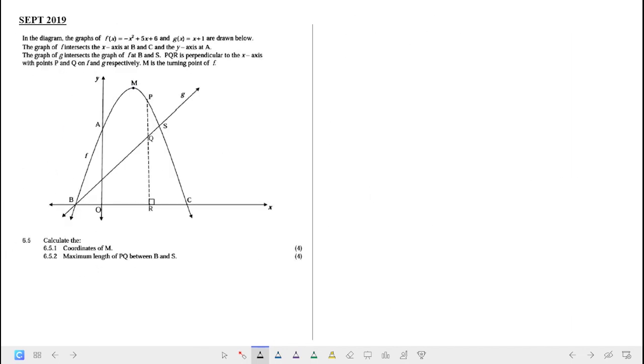Let's go ahead and look into 6.5, which is the last question. Now here they're saying calculate the coordinates of M. Now M, we're told that it is the turning point of what? Of F. Okay. So 6.5, we're going to say 6.5.1. Now here, the x coordinate of M, we already had it as our axis of symmetry, right?